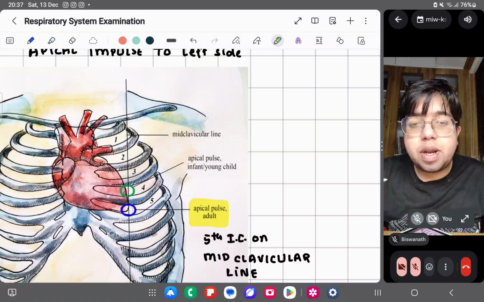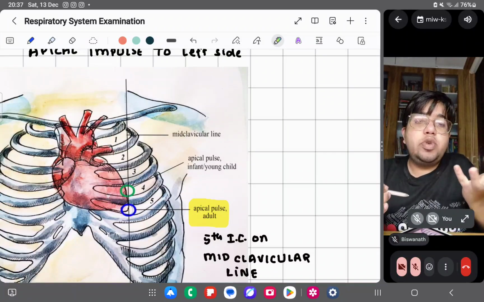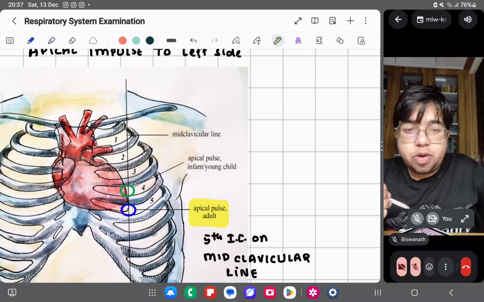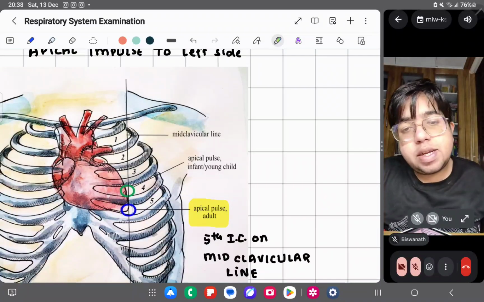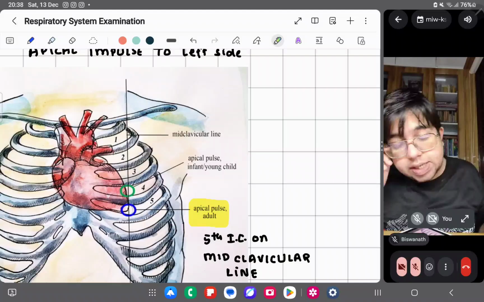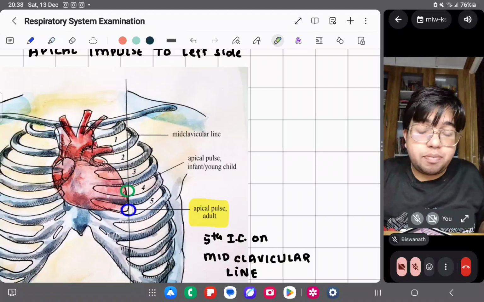So I told you earlier, right, if you are not doing that in your ward or with your patient, it is of no use, okay. It will be of theoretical importance only. There's no practical importance.